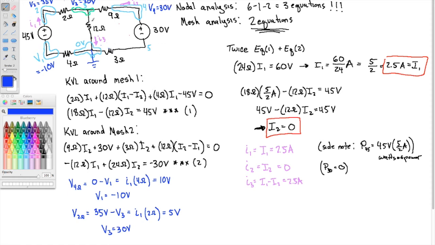And notice KVL is satisfied if we're at 30 volts here. Now we drop by 30 volts, and that puts us down here, right? So V5 is at 0 volts, and it has to be, because there can't be a difference in voltage here because there's no current through the 3 ohm resistor. So this is 0 over here, and this is 0. So everything is consistent.